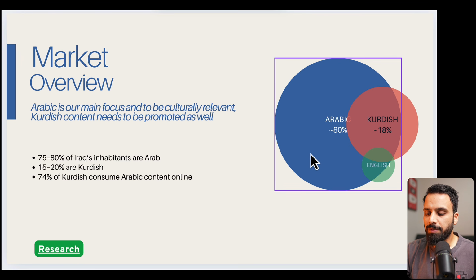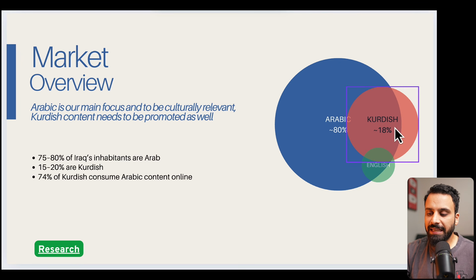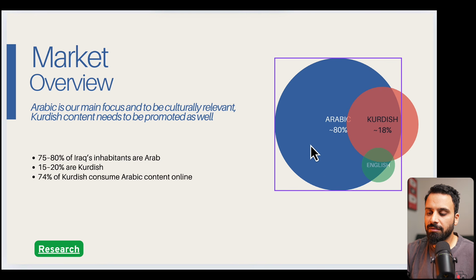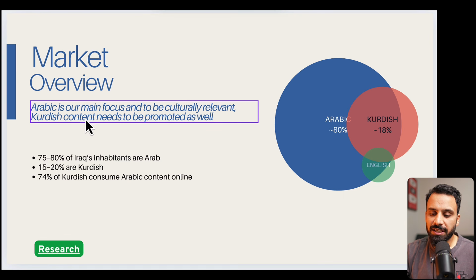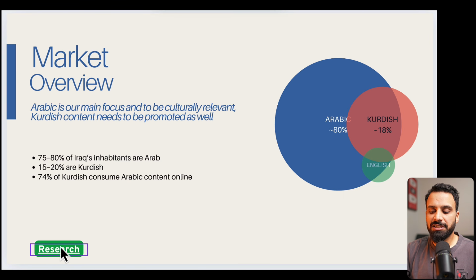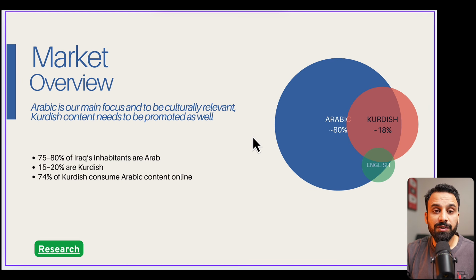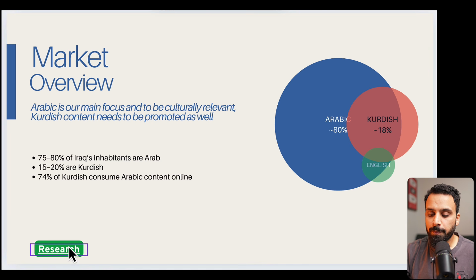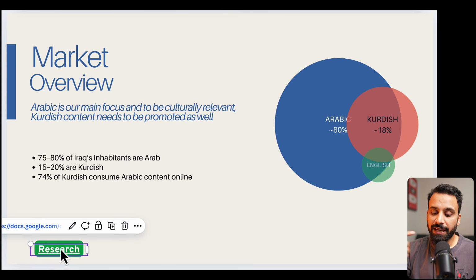That 80% of the people in Iraq speak Arabic, 18% speak Kurdish, and 1% speak English, but there is an overlap. Most of the people who speak Kurdish speak Arabic as well. So Arabic is the primary language. I have mentioned the same thing here, backed by the research. And every slide which talks about market overview, I have linked the research where it came from.